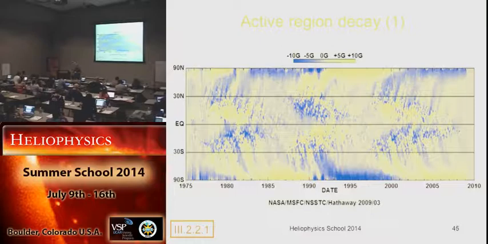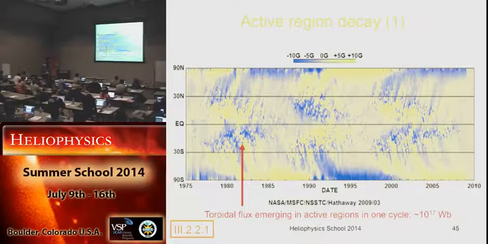Surface convection and poleward large-scale flows carry this field to high latitudes, and this magnetic field accumulates in polar regions. So this is a process that takes stuff on very small scales, and through transport, diffusion, and accumulation, builds up a large-scale dipole moment. This is yet another way to go from small scales to large scales. And it certainly seems to be happening in the sun.